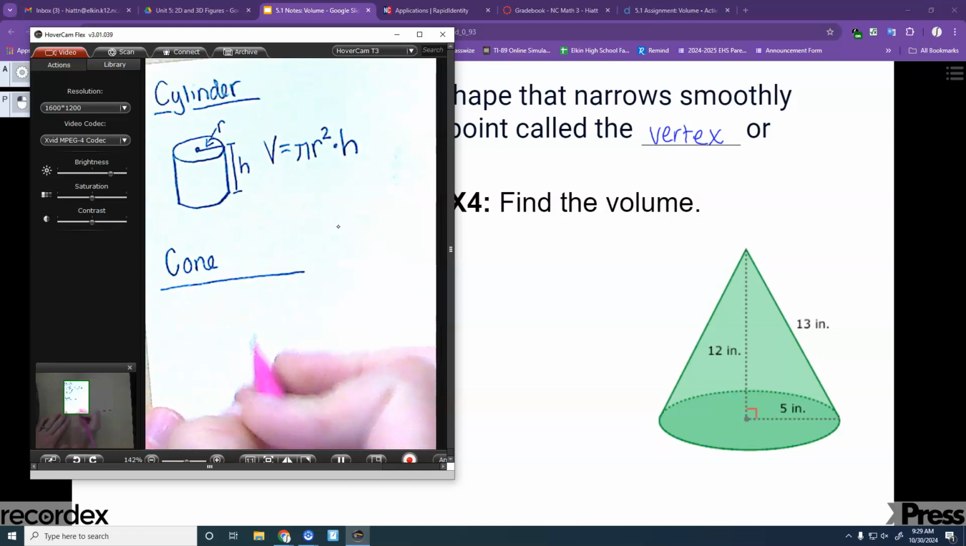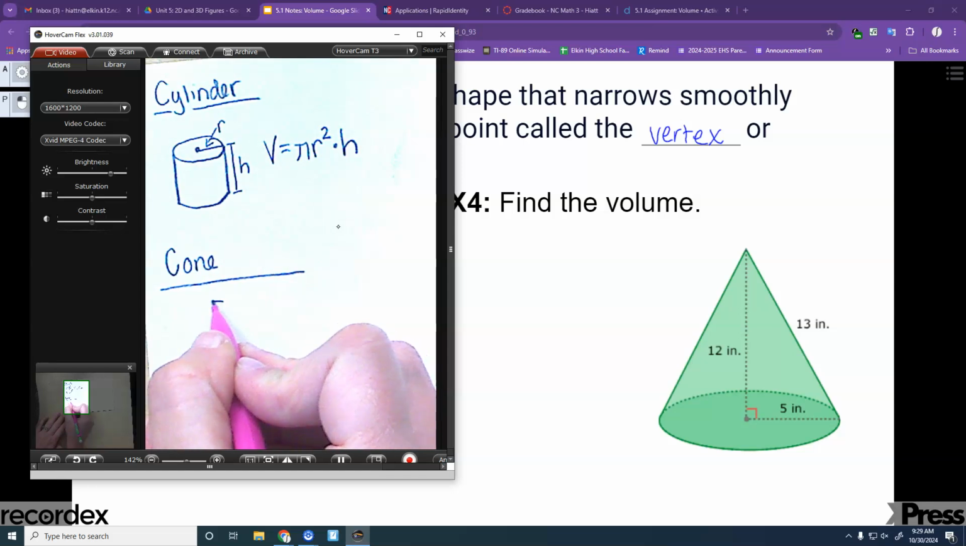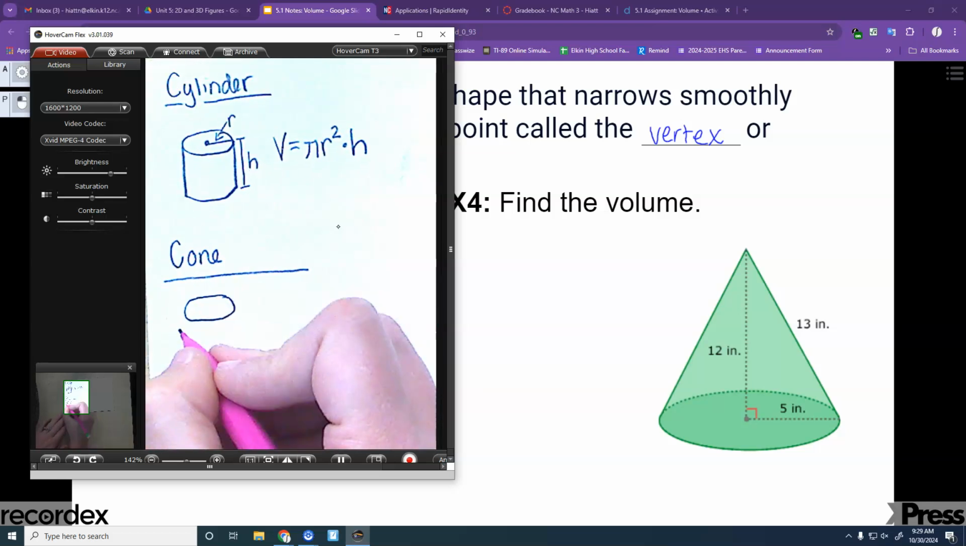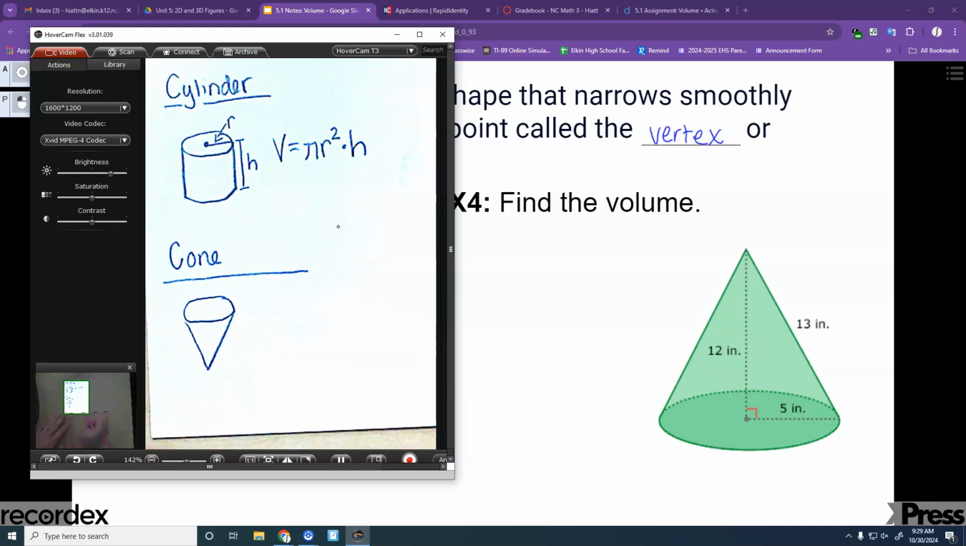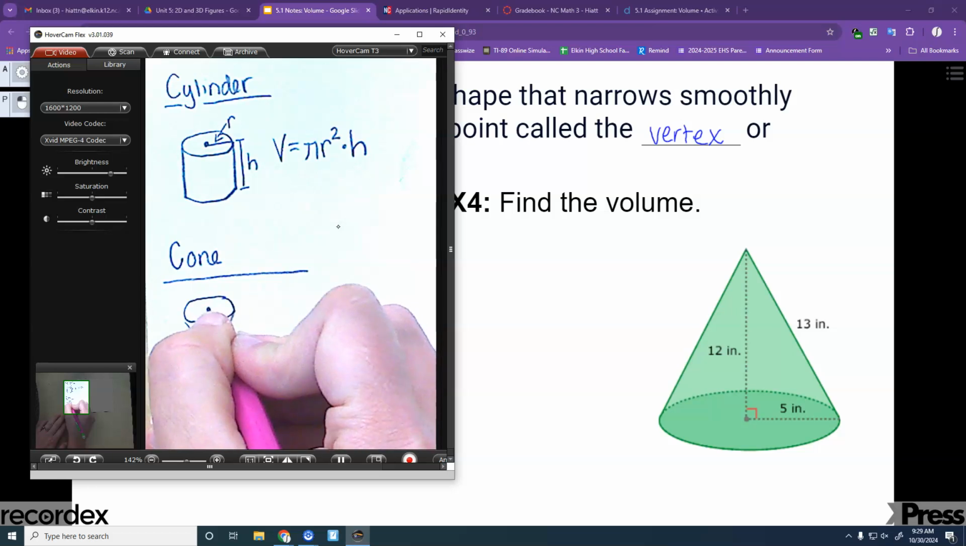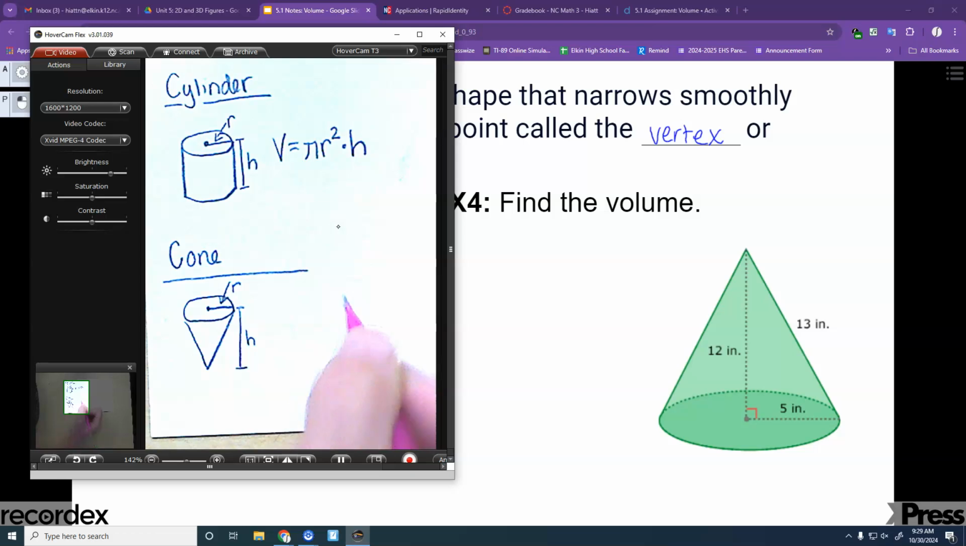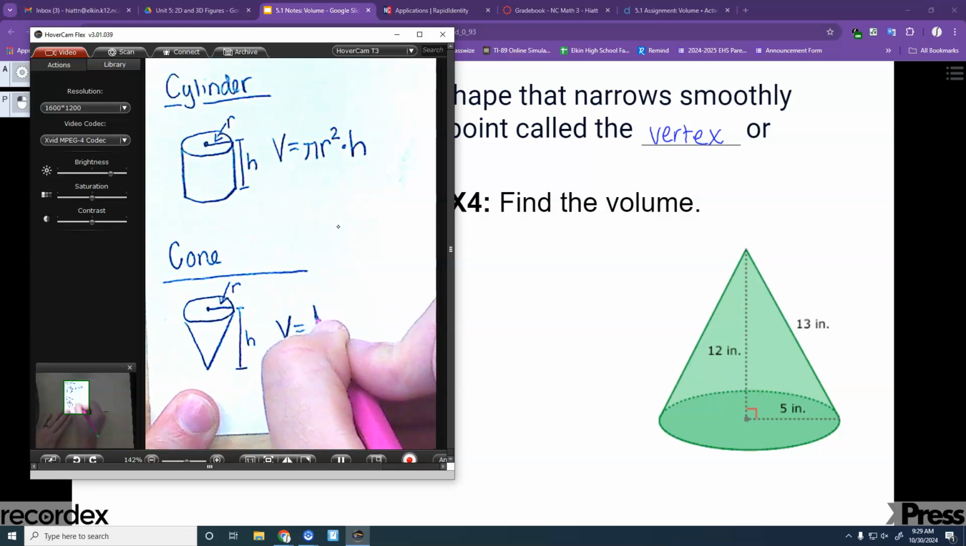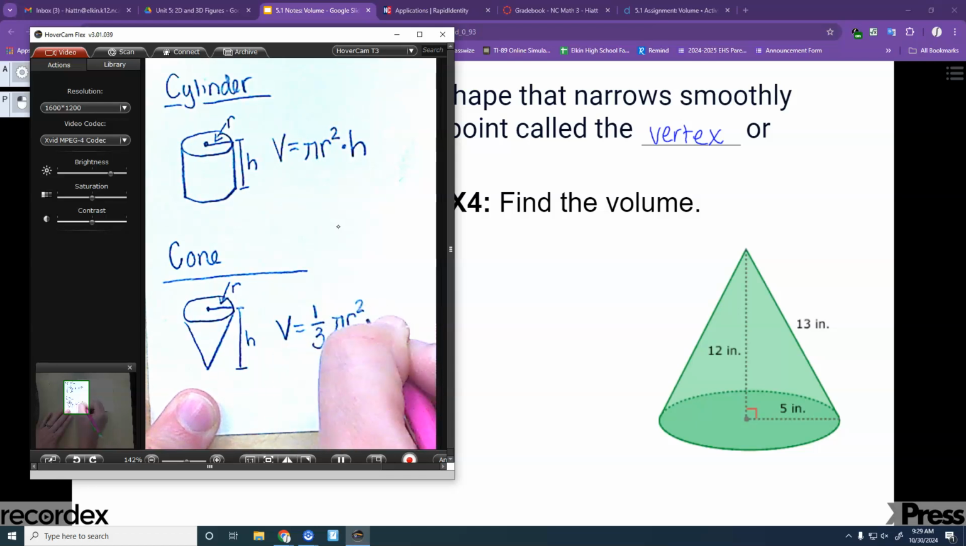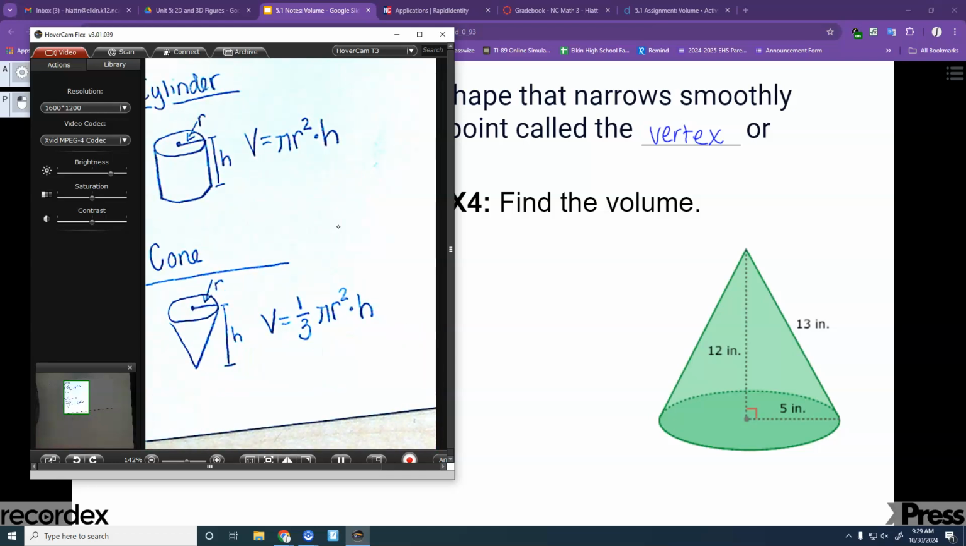Okay, so a cone, I'm going to do my cone upside down. I think it's easier to draw. Draw an oval and just connect here. And for a cone, same as a cylinder, you need to know the radius and you need to know the height. It's important that height is your vertical height. It is not the slanted side. And our formula here is 1/3 times pi r squared times the height. Okay, everybody got that on their note card?